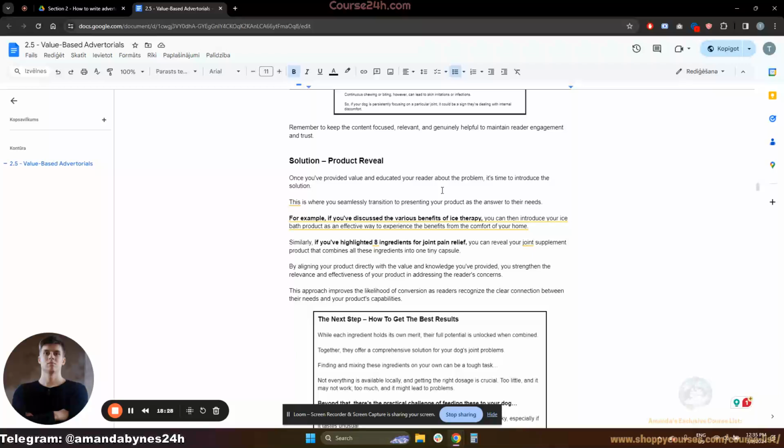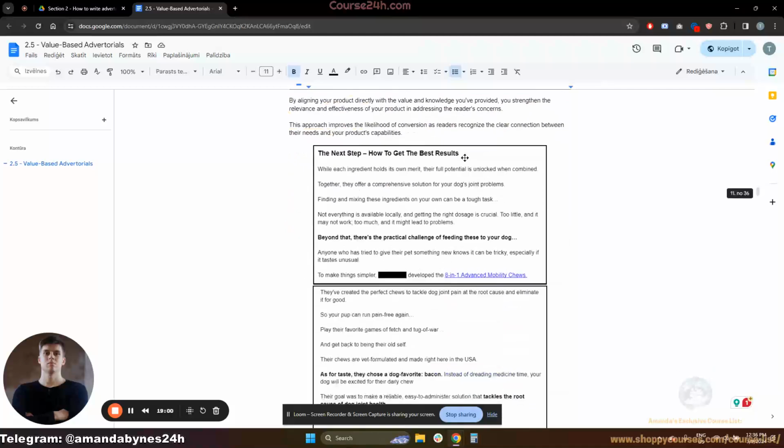And by aligning your product directly with the value and knowledge you've provided, you strengthen the relevance and the effectiveness of your product. Because now your customer is smarter after you've educated them and provided value, which means they'll also be an easier person to sell to, because they understand the root cause of the problem, and they understand what they need to tackle to actually relieve the problem.